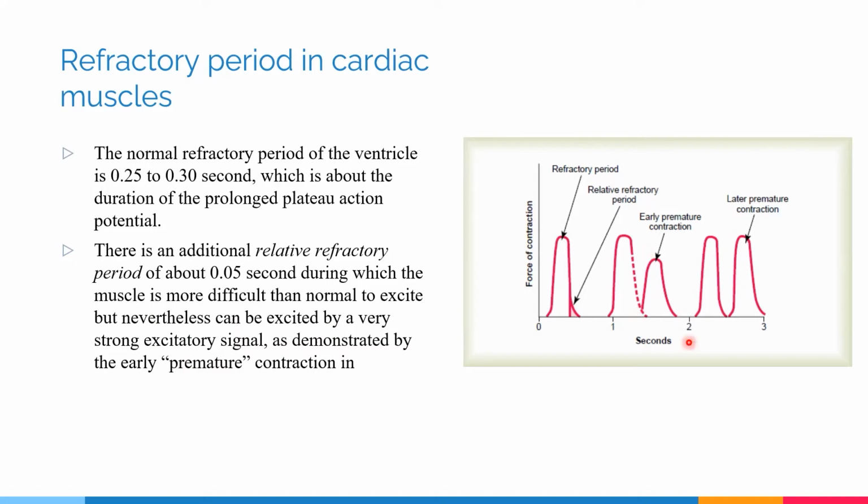And finally, we also can see a late premature contraction, which is after the refractory period and exciting the cardiac muscle before its normal beating pattern, but after the refractory period can allow it to undergo another action potential, as is shown by the later premature contraction. This period of 0.25 seconds after which the action potential can be generated is known as the absolute refractory period. In this period, no action potential can be generated in the cardiac muscle.